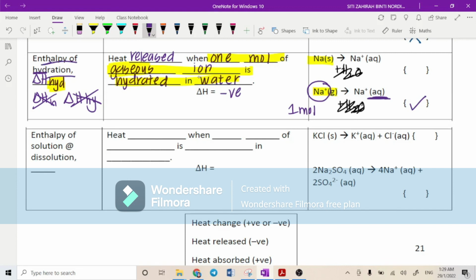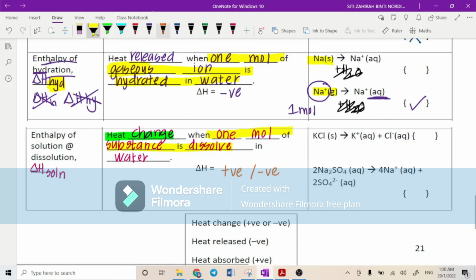Lastly, but not the very least, is the enthalpy of solution, or you can call it dissolution as well. So the symbol will be delta HSOLN. It is the heat change when 1 mole of substance is dissolved in water. So highlight this word, heat change. So the delta H can be either positive or negative when 1 mole of substance is dissolved. So 1 mole of a substance, we do not refer to any ion or anything.